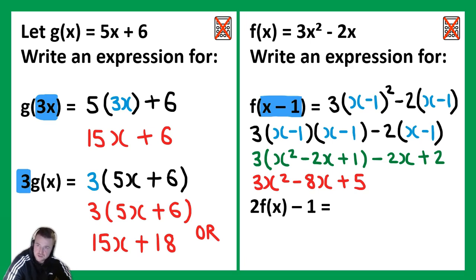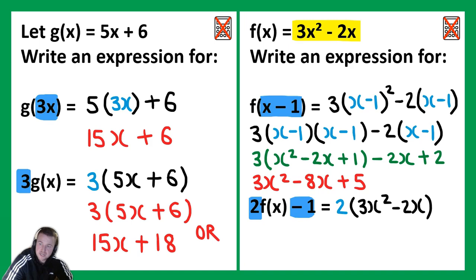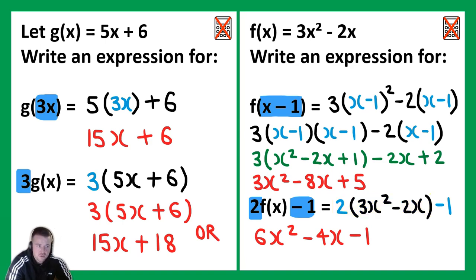On to the final question. I'm writing an expression for 2 lots of f of x, and then I'm subtracting 1 from the end. So 2 lots of, substitute the whole expression, 3x squared minus 2x in a bracket, and then at the end I was subtracting 1. Expanding this single bracket, 2 lots of 3x squared is 6x squared, and 2 lots of negative 2x is negative 4x.